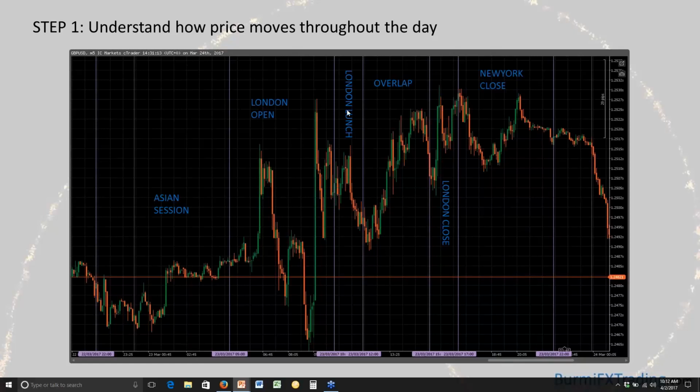Now during London close, if you notice price is spiking higher, most likely it's not going to make new highs or new lows during the London close session, because that's pretty much the end of the day. So in this example, I would actually take a sell trade here.